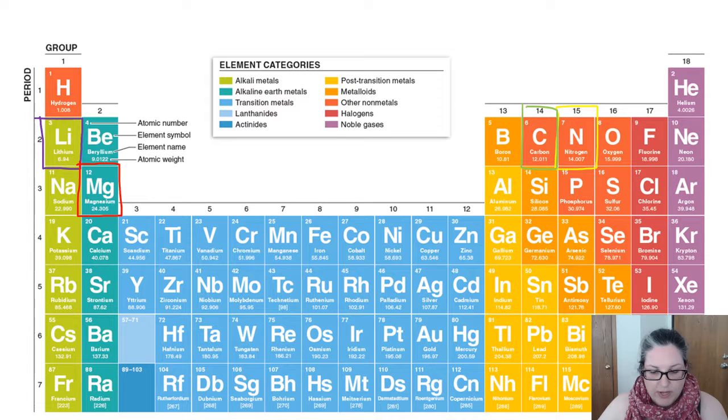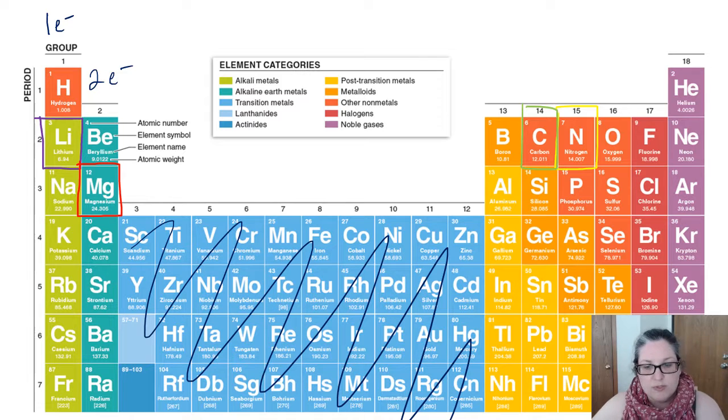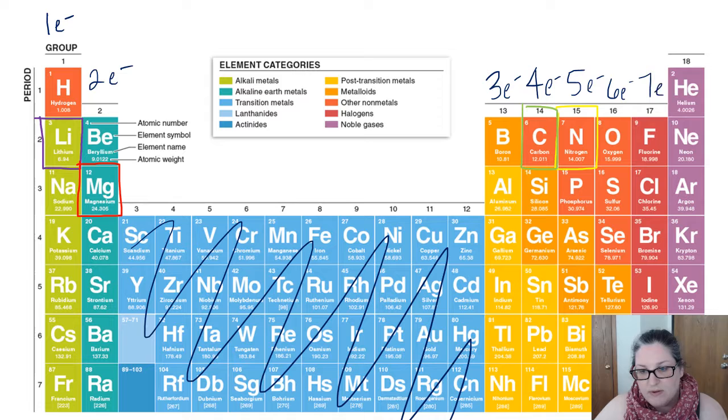So let's figure out the trend, which we have gone over already, but let's do it again. Over here in group 1, all of these have 1 electron in their outer shell. The next, group 2, has 2. And then of course we skip the transitions, so we're not concerned with those. The column starting with boron has 3, carbon has 4, nitrogen 5, oxygen 6, fluorine 7, and over here we have a full outer shell.